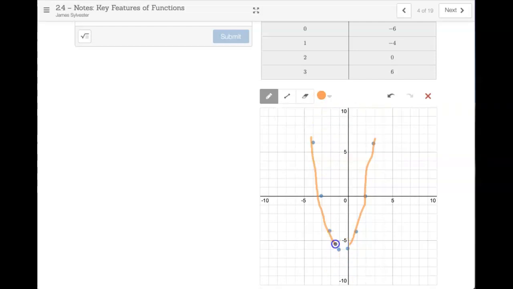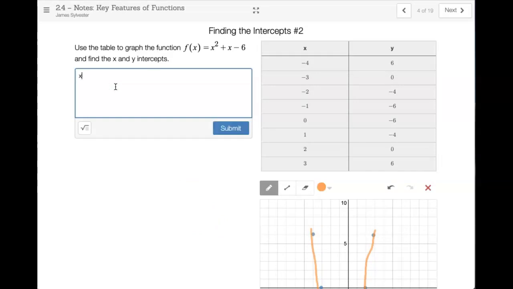So like I said, the graph should have kept going here, dipped down just a little below these points, let's say, and then gone back up. Anyhow, your y-intercept is here at (0, -6). Your x-intercepts, there's two of them, remember, are (-3, 0) and (2, 0). Just gonna find those points. And then your y-intercept was (0, -6). So there's that one.